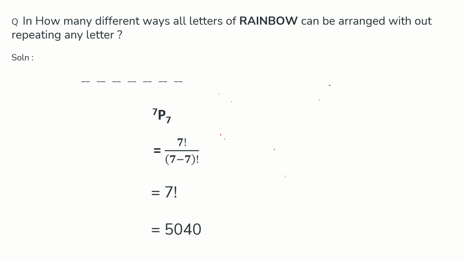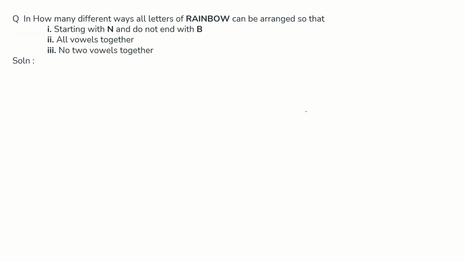Let's see the same example with few more complications in it. In how many different ways can all letters of rainbow be arranged, first, starting with N and not ending with B. Second one is all vowels should be together. Third one is no two vowels should be together. Let's see the first one.